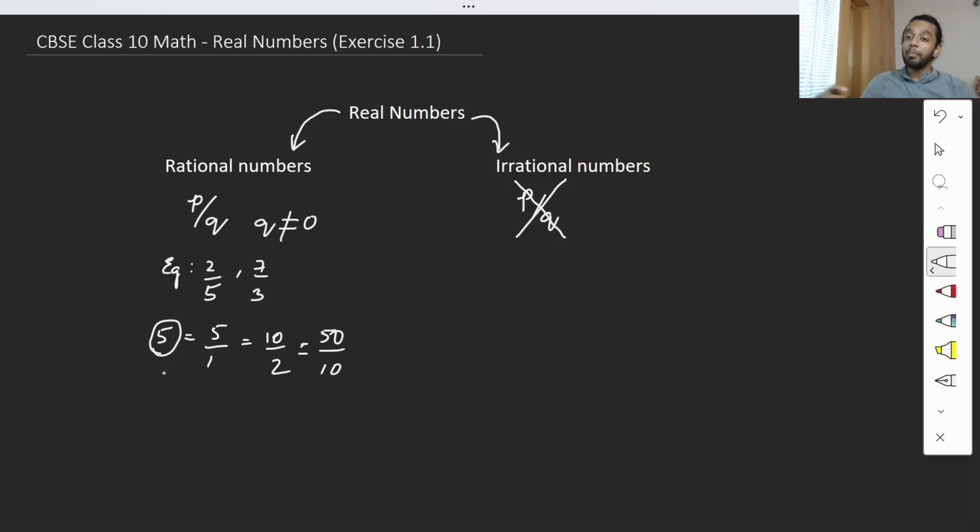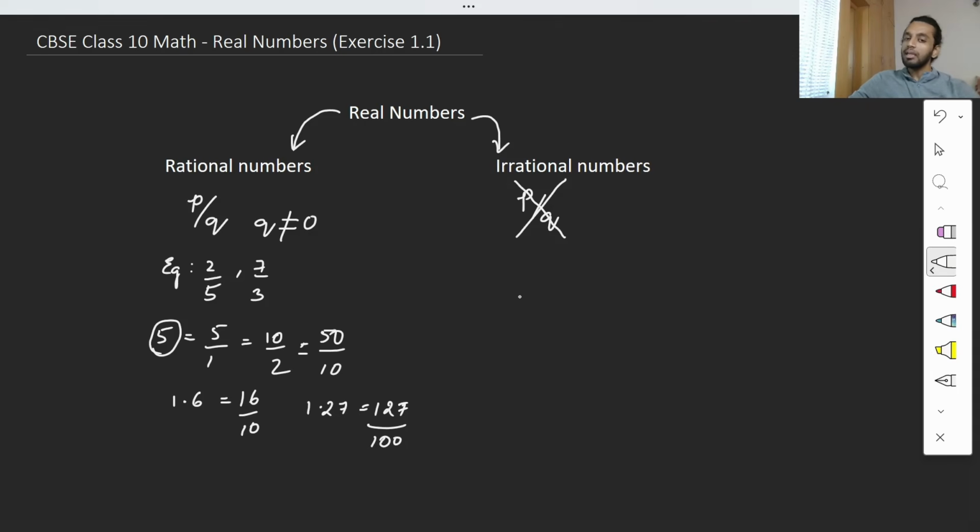So, numbers which can be made to be written in the form of p by q are also called rational numbers. It is not necessary that they look like a fraction; they can also be written in the form of a fraction. And apart from this, even decimals, for example, 1.6 can be written as 16 by 10, or 1.27 can be written as 127 by 100 if we remove the decimal. So again, we are able to represent them as p by q and the denominator is not equal to 0. These are all examples of rational numbers.